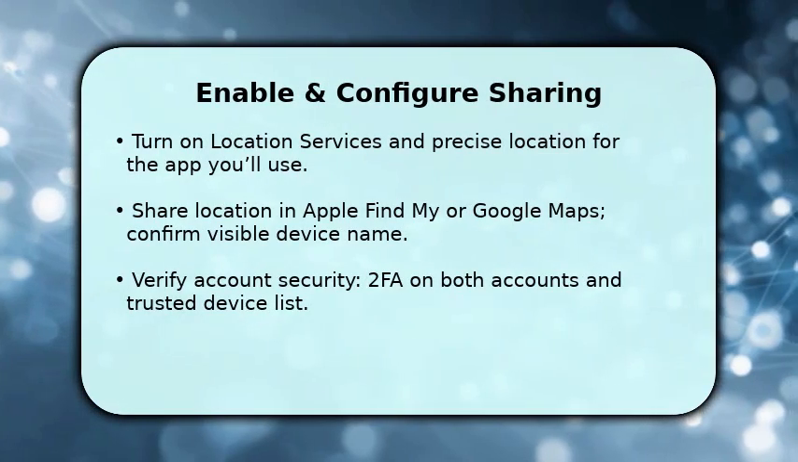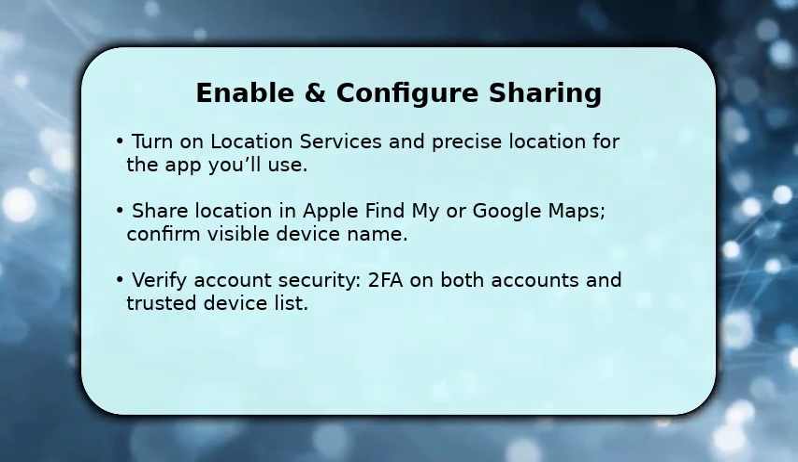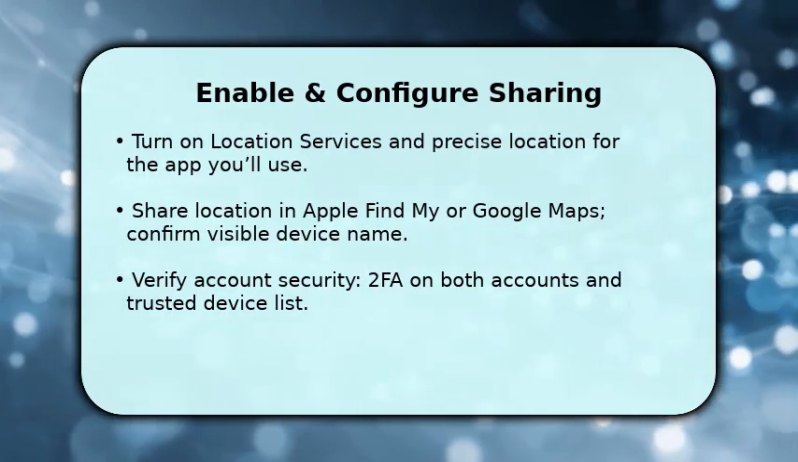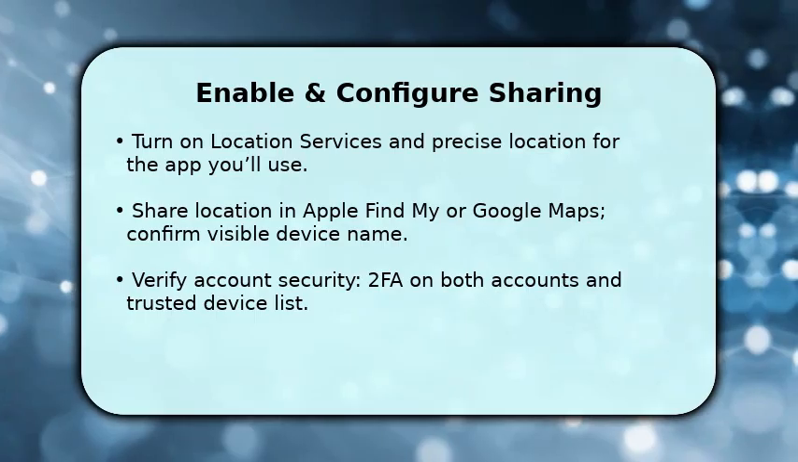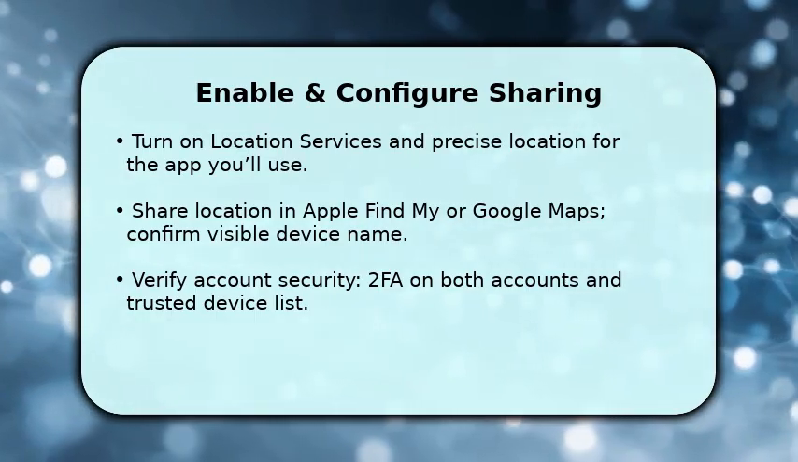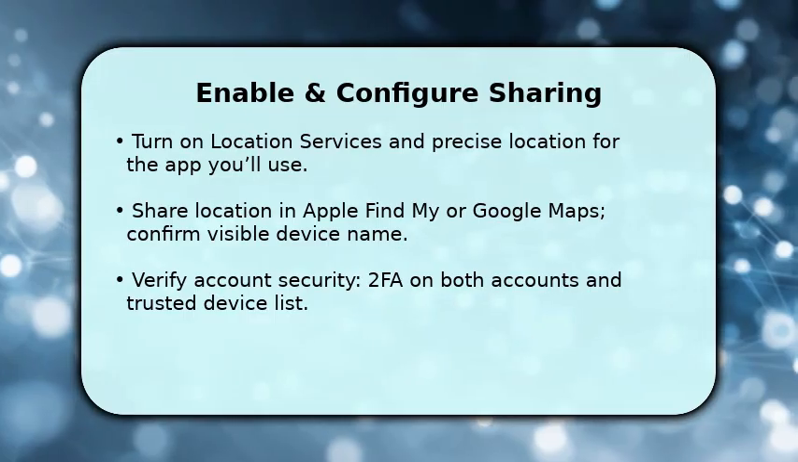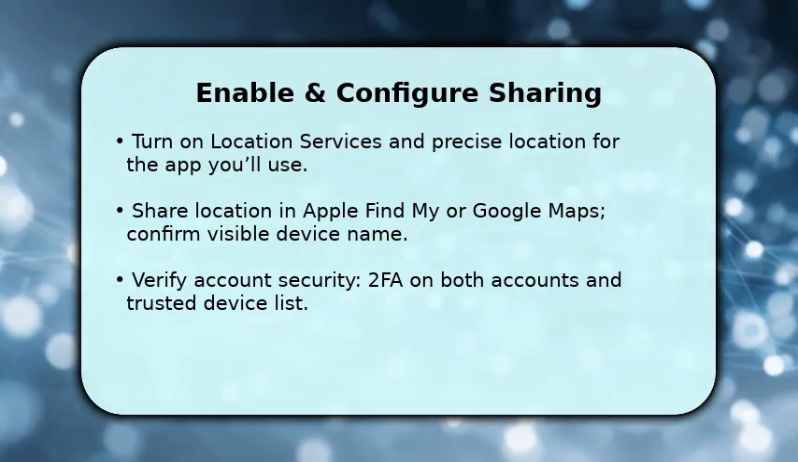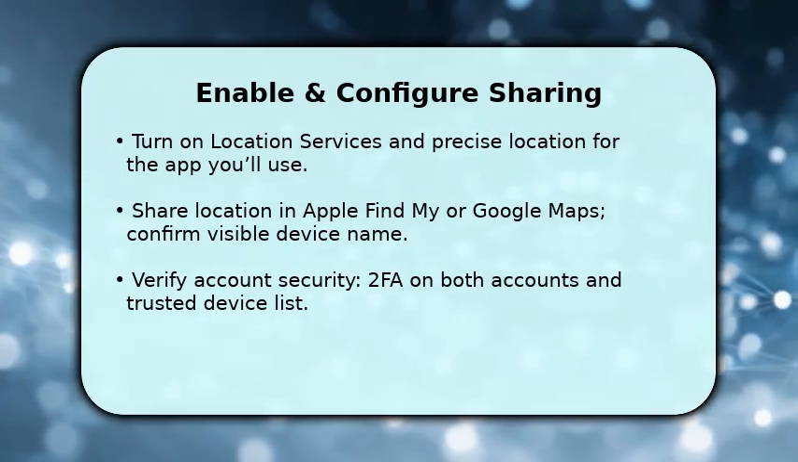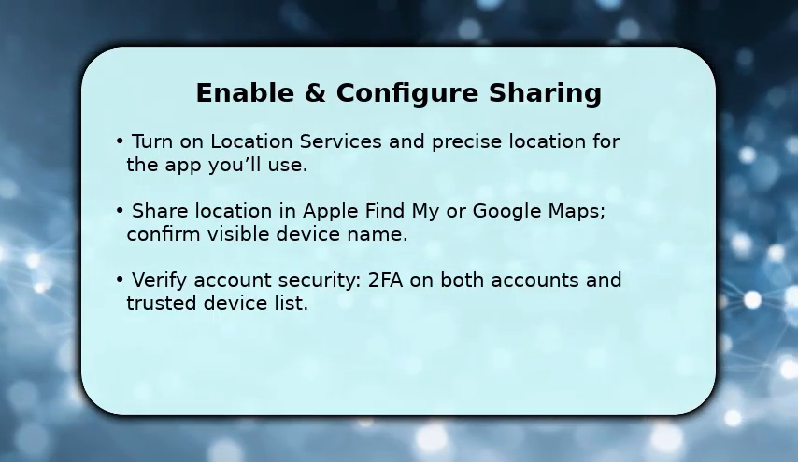Once done, open the chosen location sharing app and follow prompts to enable sharing to a named contact. Make sure you select precise location and grant background location permission so updates continue. Confirm the target device shows as online and that the shared name is recognizable. Check two-factor authentication and remove unrecognized devices from the account to prevent spoofing.